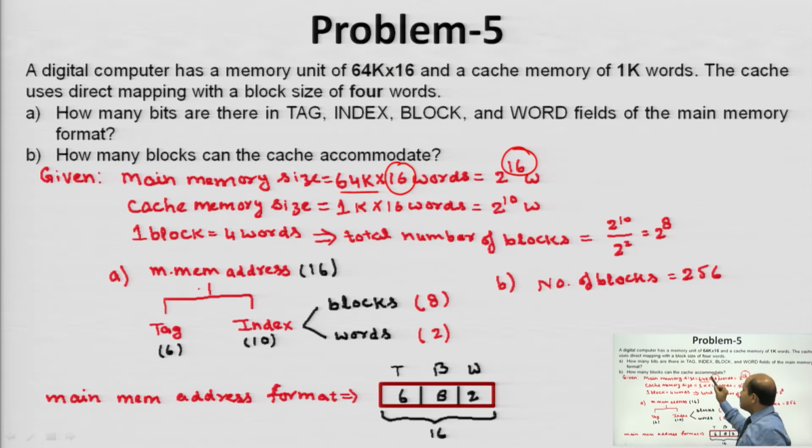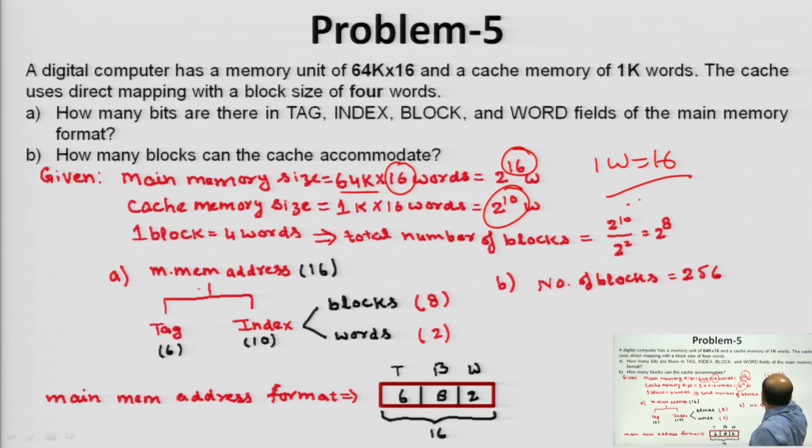You have to focus on only the address part. So it will come as 2 to the power 16 words. Now, the cache memory size is given as 1K words. 1K means 2 to the power 10 words. Obviously, in this case also the word size will be equal to 16, so one word equals 16 bits. Don't bother about the data part of the word, we have to consider only the address part.